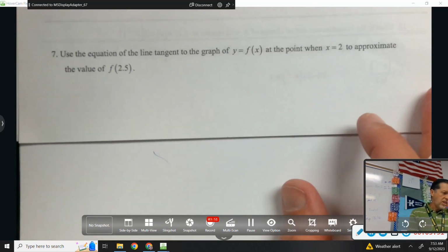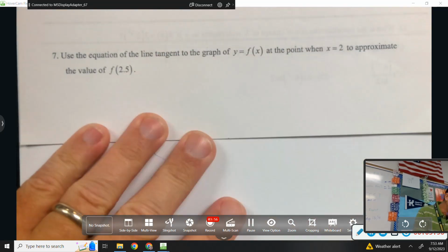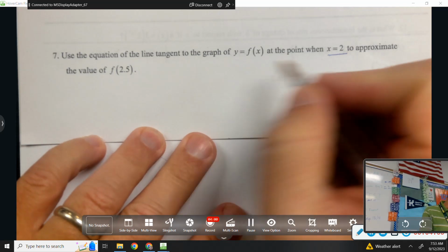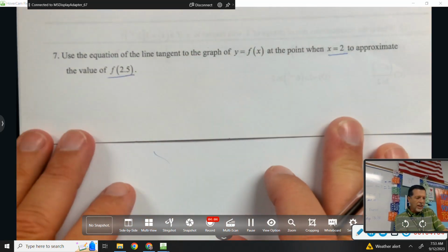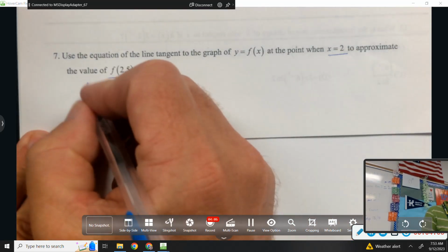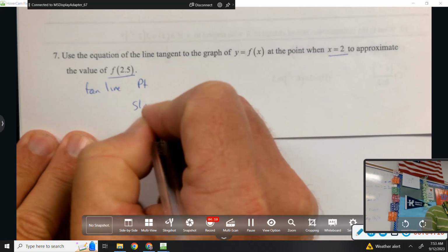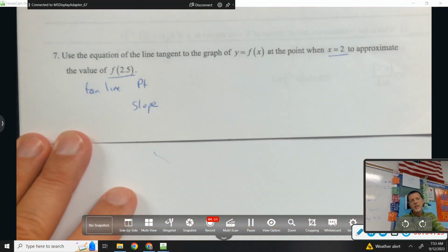Number 7. Still referring to the table, use the equation of the line tangent to the graph at the point when x equals 2 to approximate the value of f of 2.5. So I need to find the equation of the tangent line, which means I need a point and a slope. And then I'll use that tangent line and plug in 2.5 and see what I get.